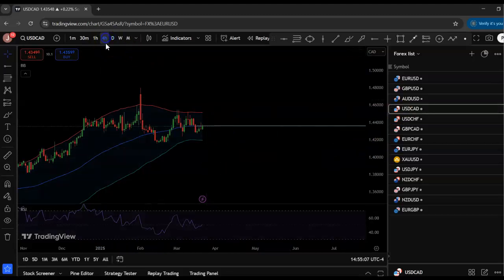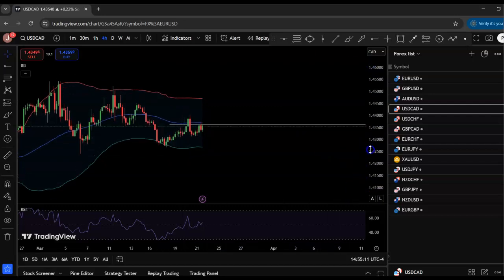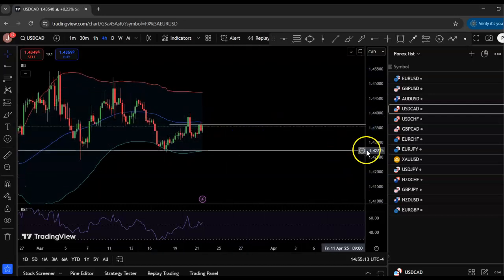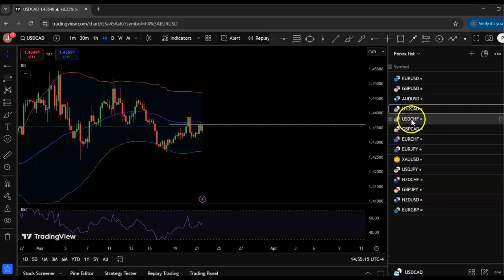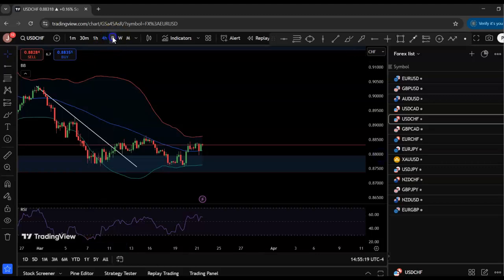So let's see the 4 hour. We're in the middle. I mean, you can take small trades, but it's in a range. So the USD CAD doesn't look too good for this week. USD CHF, let's look at the daily again.